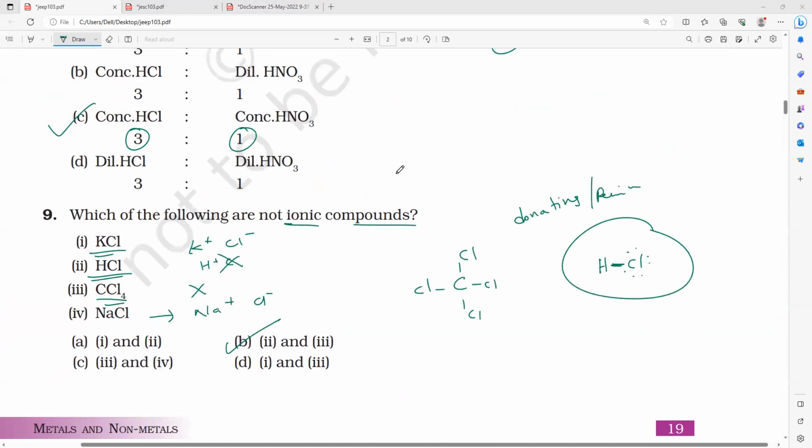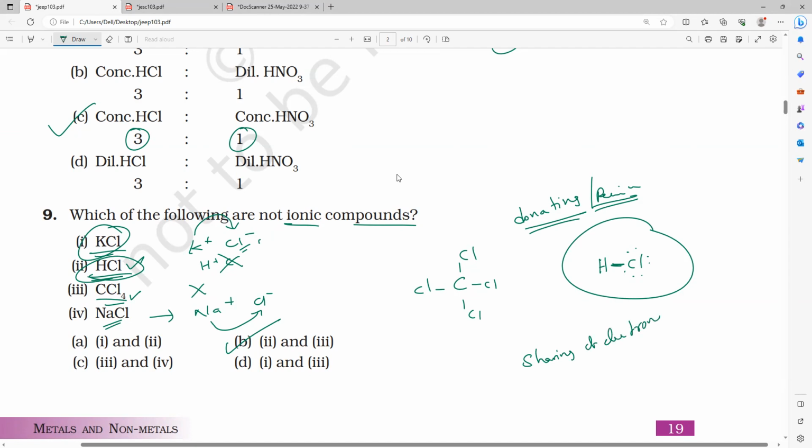Omar, ninth question, which are ionic compounds? Ionic compounds means donating and receiving electrons must be there. So KCl means potassium donating 1 electron and chlorine receiving 1 electron. NaCl also, sodium donating 1 electron and chlorine receiving 1 electron. But HCl formation, you check it. It is by sharing of electrons. It is a non-ionic bond, like a covalent bond. Okay, Omar? Sharing of electrons. Yes, sir.